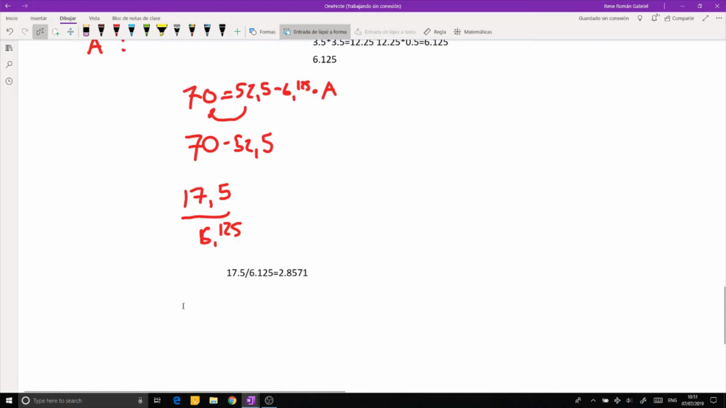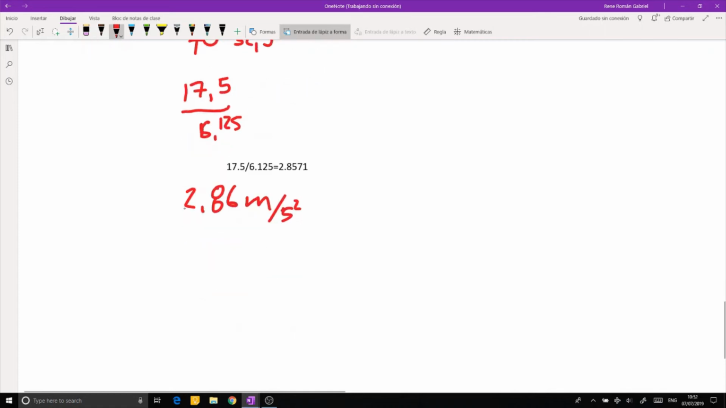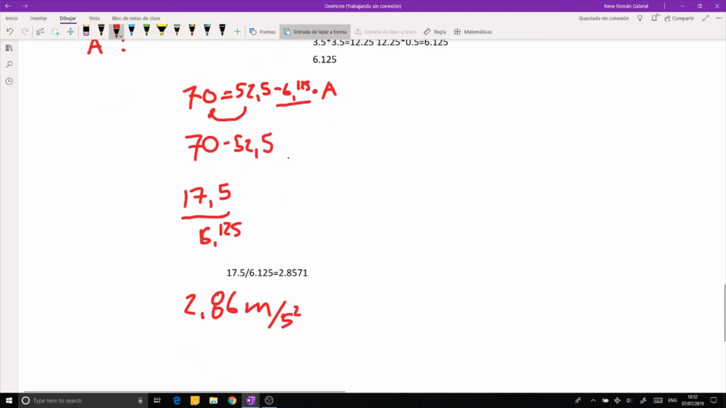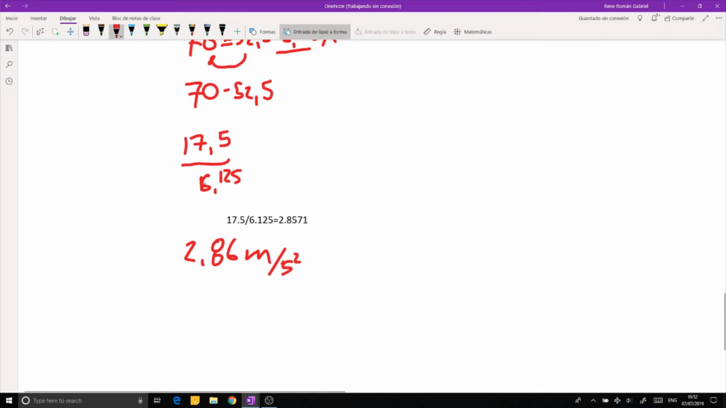So then that would be our acceleration of 2.86 basically meters per second squared. But since up here the 6.125 was negative, when we pass it, it'll still be negative here. So when we do the division, we'll get negative 2.86 meters per second squared.